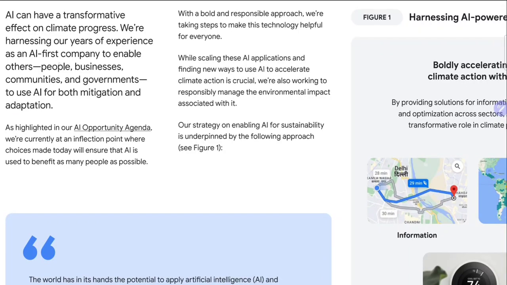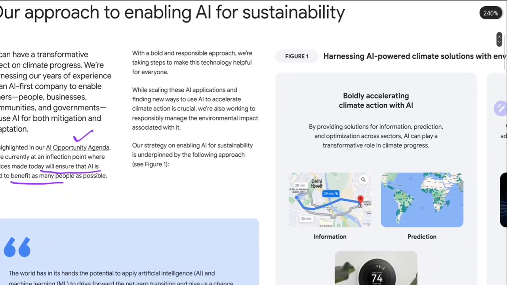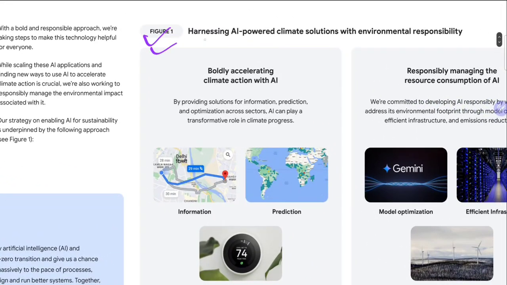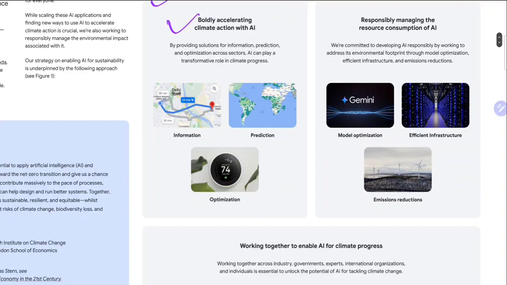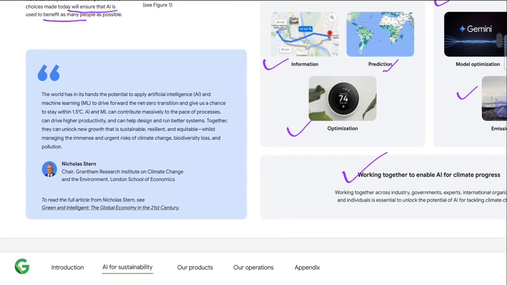So we are harnessing our experience as an AI-first company to enable others. Now, as highlighted in the AI Opportunity Agenda, we are currently at an inflection point where choices made today will ensure that AI is used to benefit as many as possible. But let's see this figure, particularly harnessing AI-powered climate solutions with environmental responsibility. There are certain technical advancements or initiatives highlighted here, like boldly accelerating climate action with AI, responsibly managing the resource consumption of AI, and working together. There are certain initiatives which have been highlighted here.